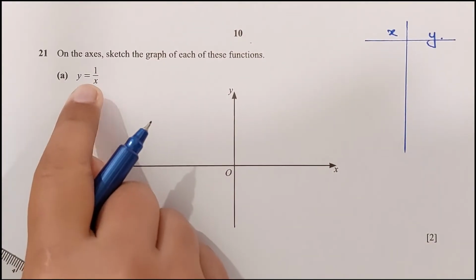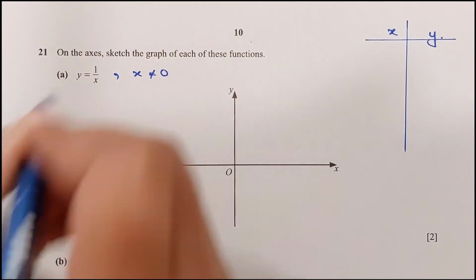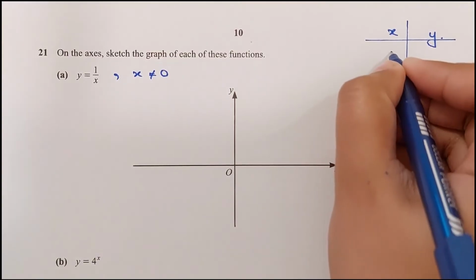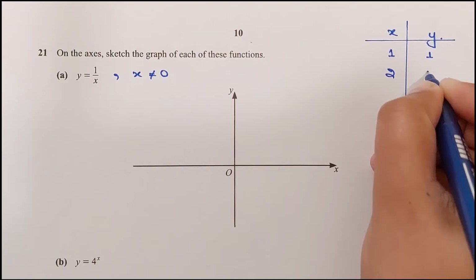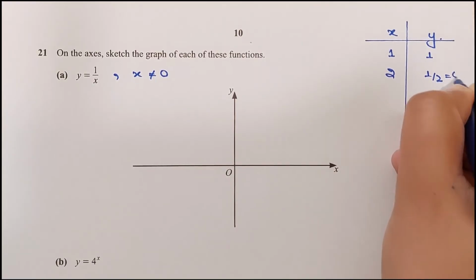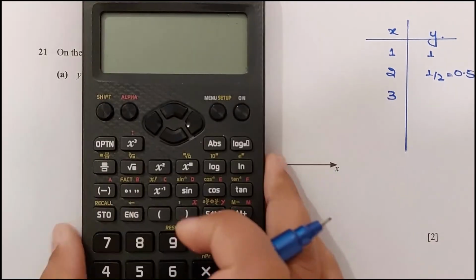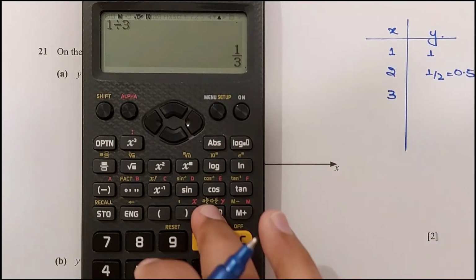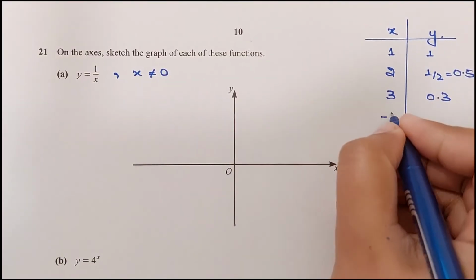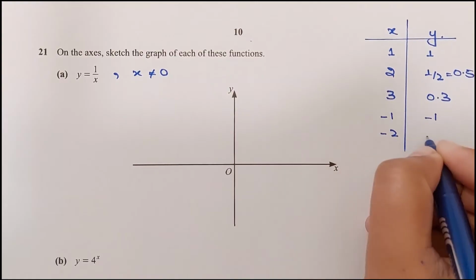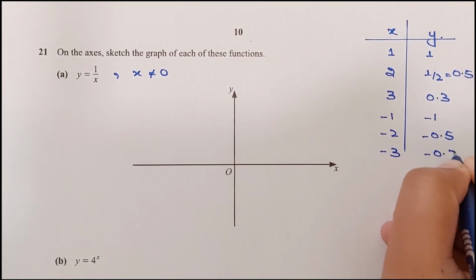So it is understood that x is not equal to 0 here, because at x equals 0 we have an undefined answer. If I take x equals 1, the answer is y is 1. When x is 2, y is 1 by 2, that is 0.5, right? When x is 3, what is y? That is 1 by 3, that is 0.3. Same if I do with negative 1, we have negative 1, negative 2, we have minus 0.5. For negative 3, we will get minus 0.3, right?